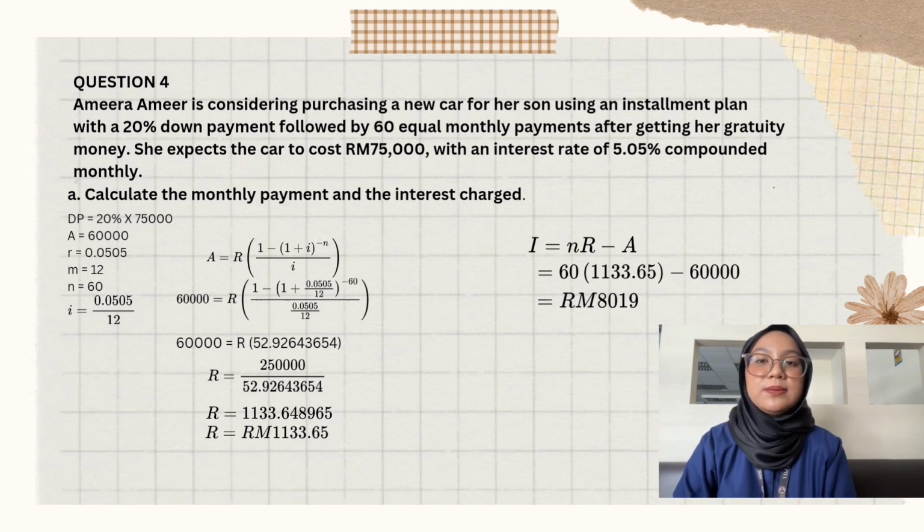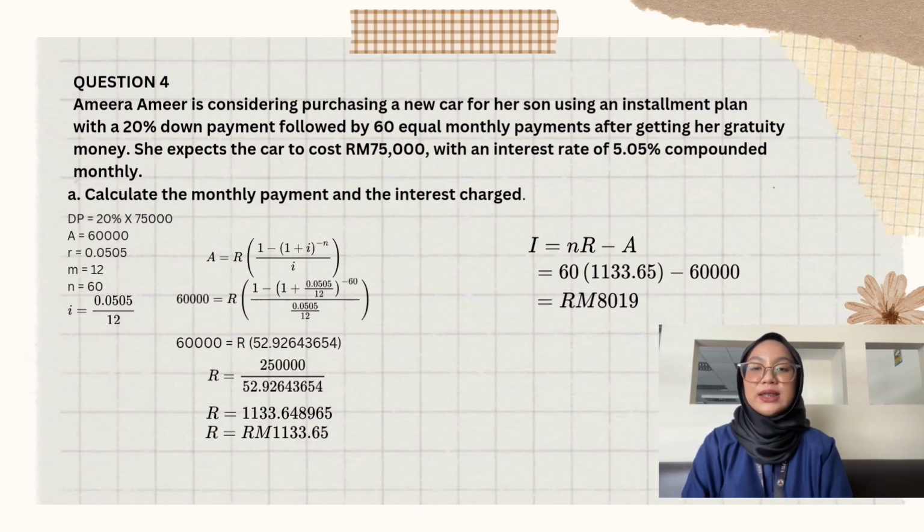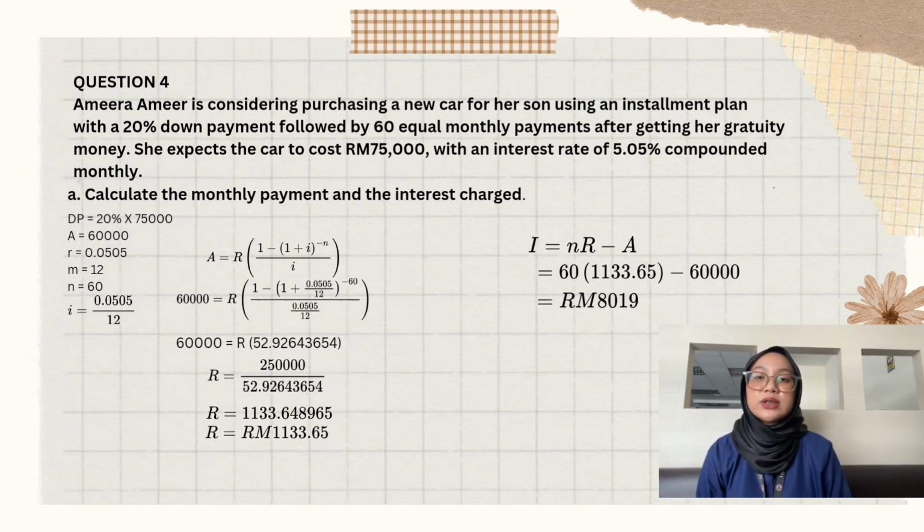The information given is DP equal to 20% multiply 75,000. A equals to 6,000, R equal to 0.0505, M equal to 12, N equal to 60, I equal to 0.0505 over 12. The formula is A equal to R in bracket 1 minus in bracket 1 plus I power of negative n over I. 6,000 equal R in bracket 1 minus in bracket 1 plus 0.0505 over 12 power of negative 60 over 0.0505 over 12. 6,000 equal to R in bracket 52.92643654, and we get RM 1,133.65.